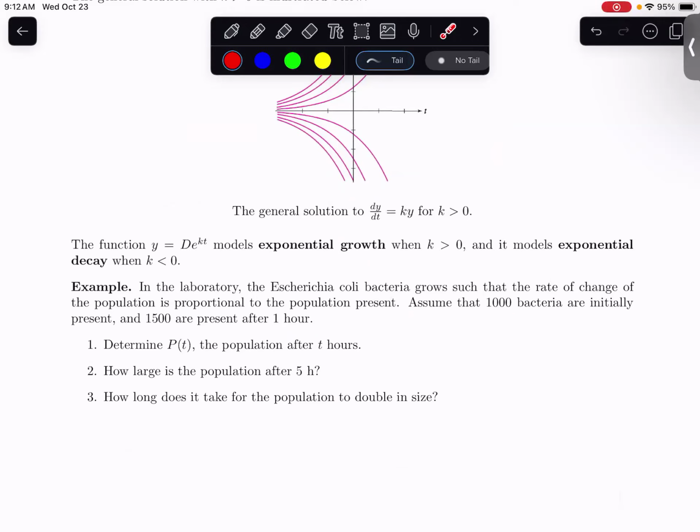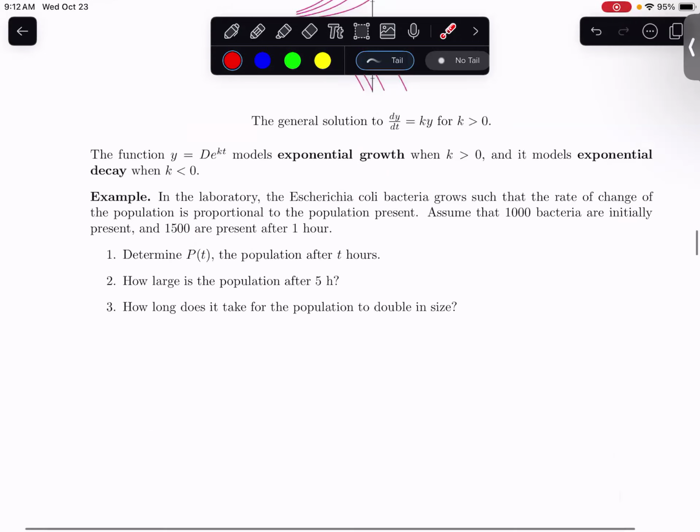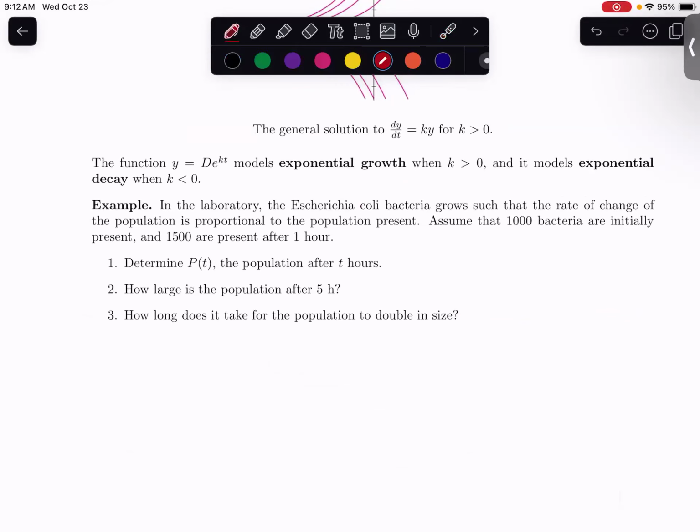So we're assuming that we have 1,000 bacteria initially, and then we have that 1,500 are present after 1 hour. Okay, and so it gives us a bunch of information. What it wants us to do is determine what the population function is going to be. So it wants you to determine the population after t hours. And then there are other questions like how large is the population after 5 hours? And then how long does it take for the population to double in size?